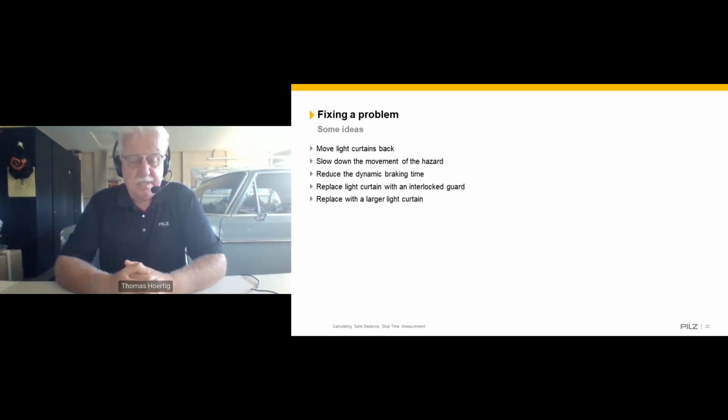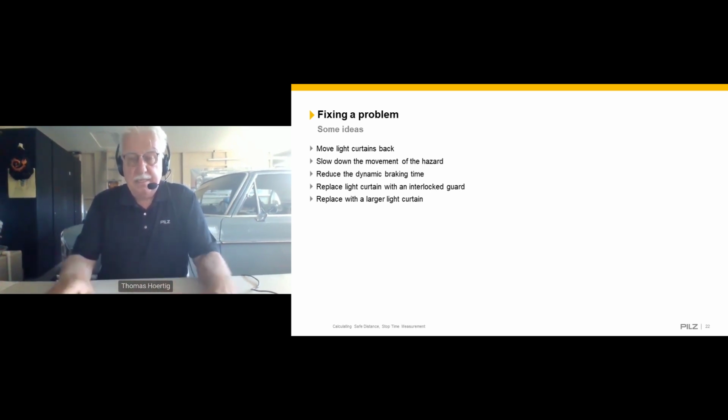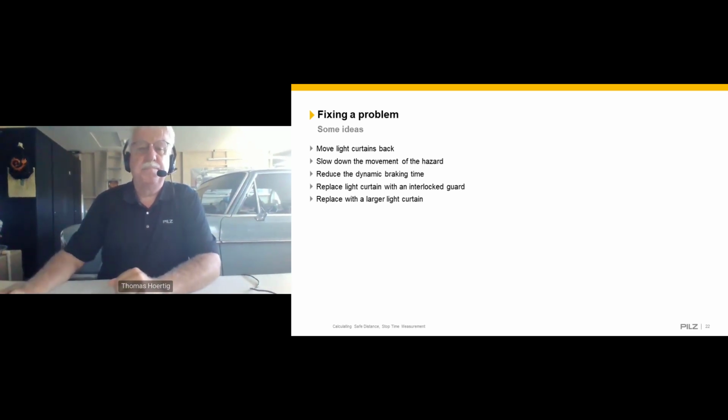And here it says, replace with a larger light curtain. Well, make that light curtain taller. So that's another aspect. But then again, always think that it should not be possible to stand behind the light curtain without being detected, and it's not good if you could reach around the light curtain from the left to the right. So additional guarding is required in those cases.